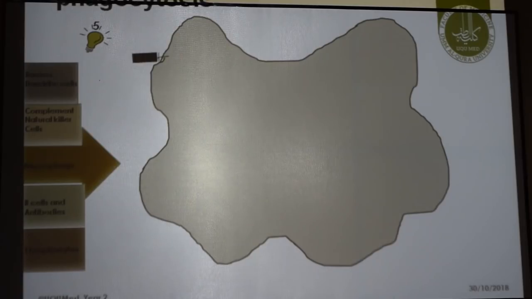question 5, what are the steps of phagocytosis? You have 1 minute to write it down.